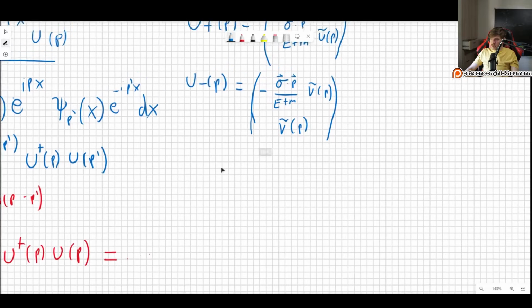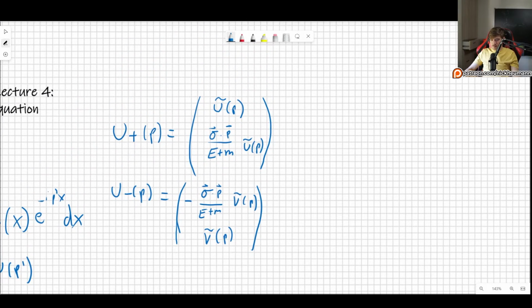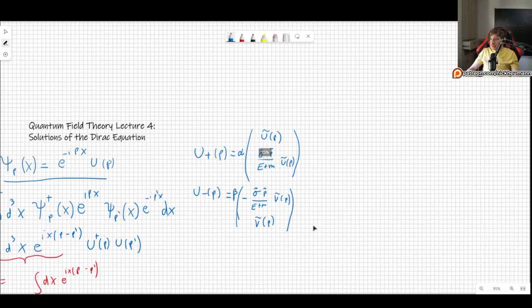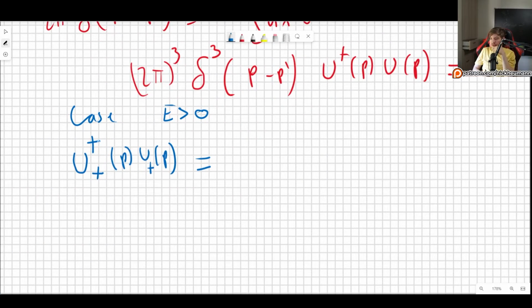We have seen that they are like this. Now let's allow for the possibility of normalization constants. So let's say that we can have a normalization constant here, maybe alpha, and beta right there. Those are the normalization constants that we work with. So let's plug that in. So U Hermitian plus, the positive energy case, in the Hermitian one.